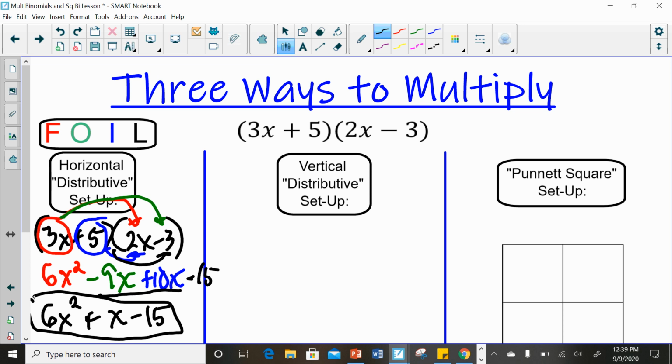Well, then what does vertical distribution look like? So we're going to set up these binomials vertically to each other. So we're going to have 3x plus 5, and then right below that, a 2x minus the 3, and then we're going to use a multiplication bar. So a vertical distribution is just like old-fashioned multiplication.